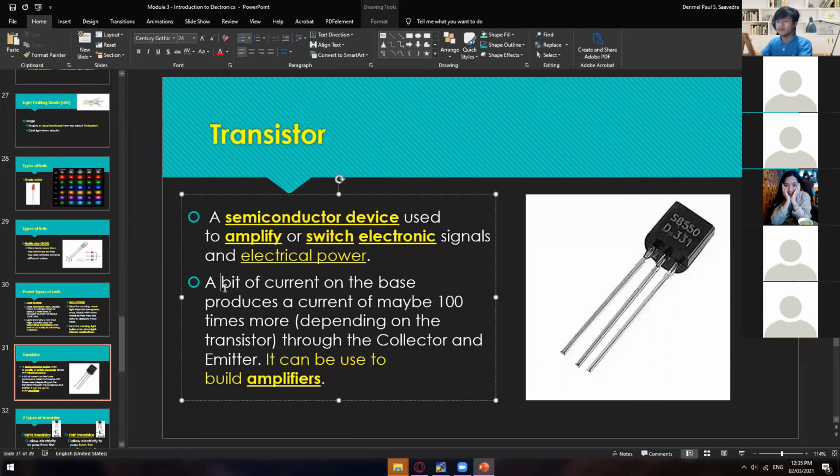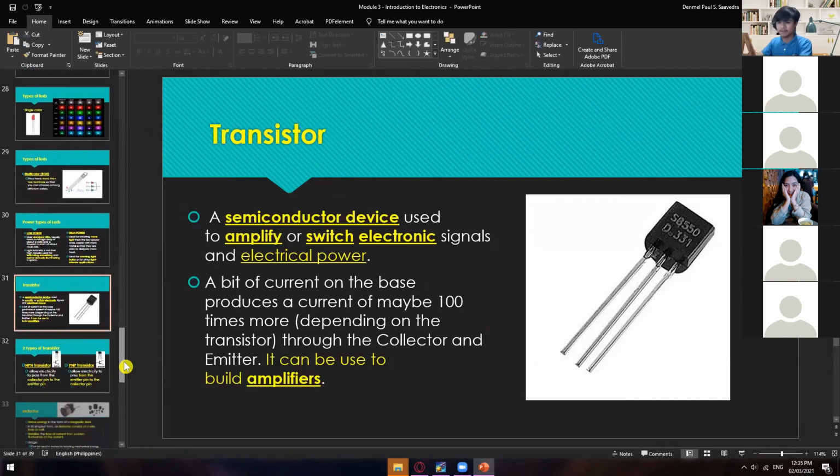A bit of current on the base produces a current of maybe 100 times more, depending on the transistor, through the collector and emitter. As you can see, from let's say 1 ampere, it can provide 100 times more. That is why it can amplify a certain current, and it can be used to build amplifiers. Mostly they use transistors to build amplifiers because it can amplify a current or a voltage.